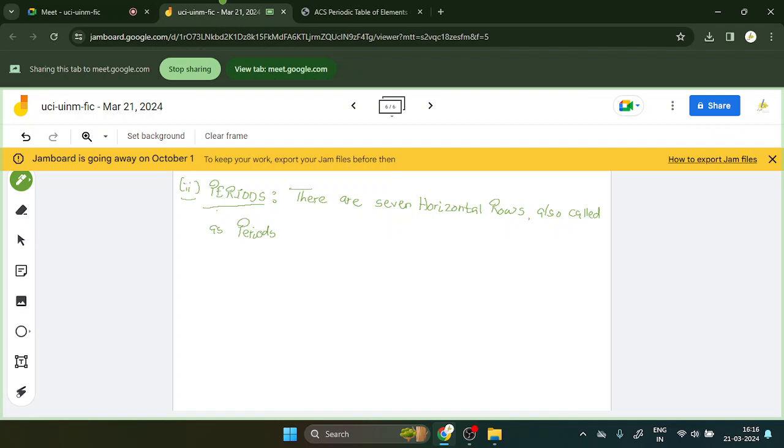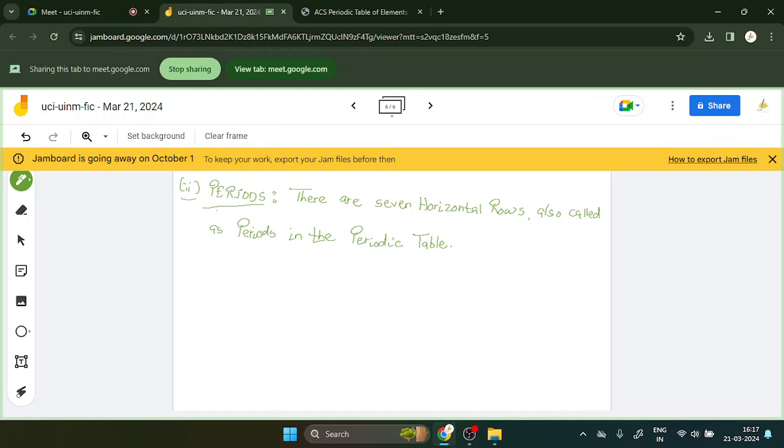In the periodic table, what was increasing when we were going along the period? Atomic number. Atomic number was increasing every time, which means when we go along the period, atomic number will increase. So the first period will have only one shell, the second period will have two shells, the third period will have three shells, and so on.